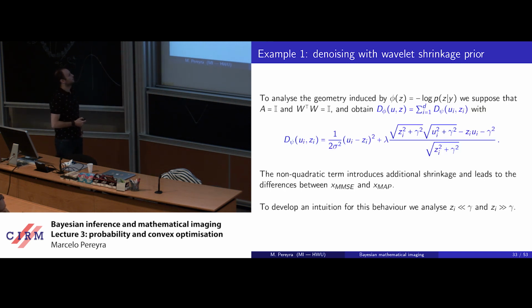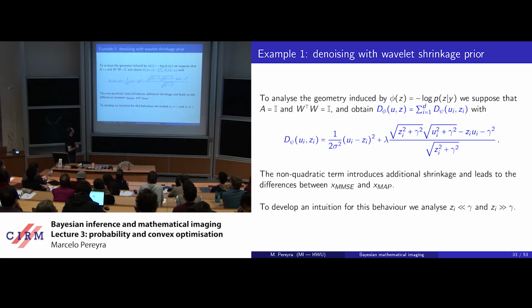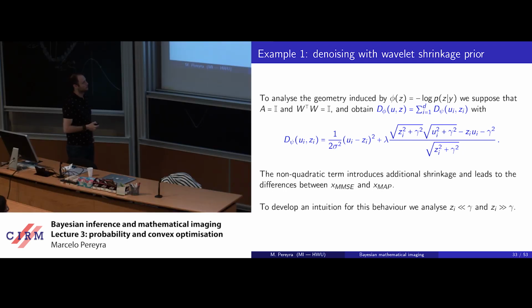Now to analyze the geometry of the model, assume that A is the identity, so I'm in a denoising setting, because otherwise getting really fine analytical results is difficult. What I'll obtain is that, of course, the Bregman divergence in that case is separable. So the divergence on the whole vector is the sum of the divergence for each pixel. And the non-quadratic term that I have induces, okay, so this is the key thing. The Bregman divergence is a quadratic term plus this term here.